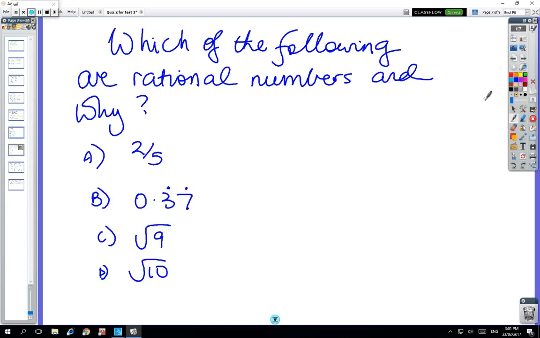Which of the following numbers are rational and why? So there's an answer, rational yes or no, and why. If you need to, check your notes, but come back when you're ready.